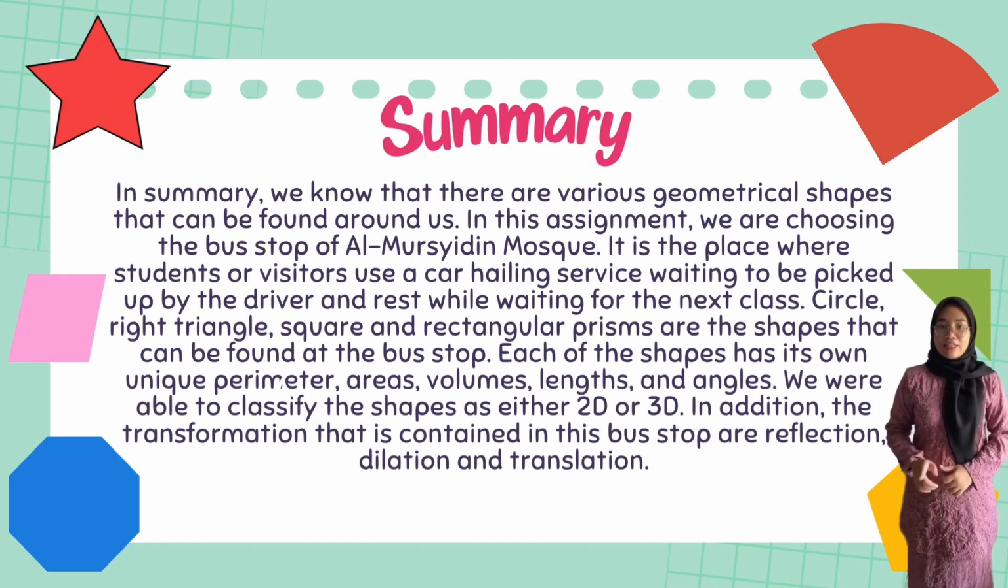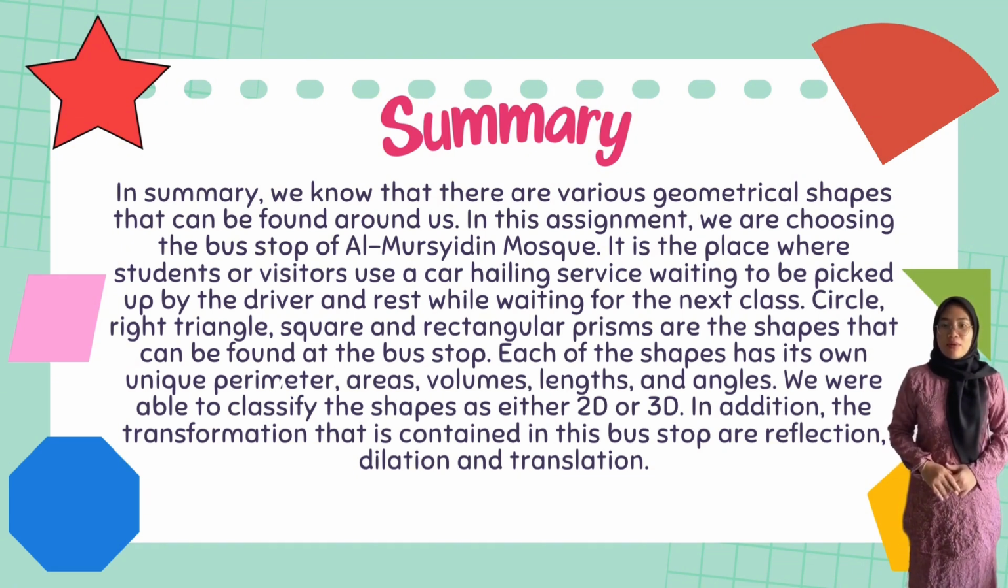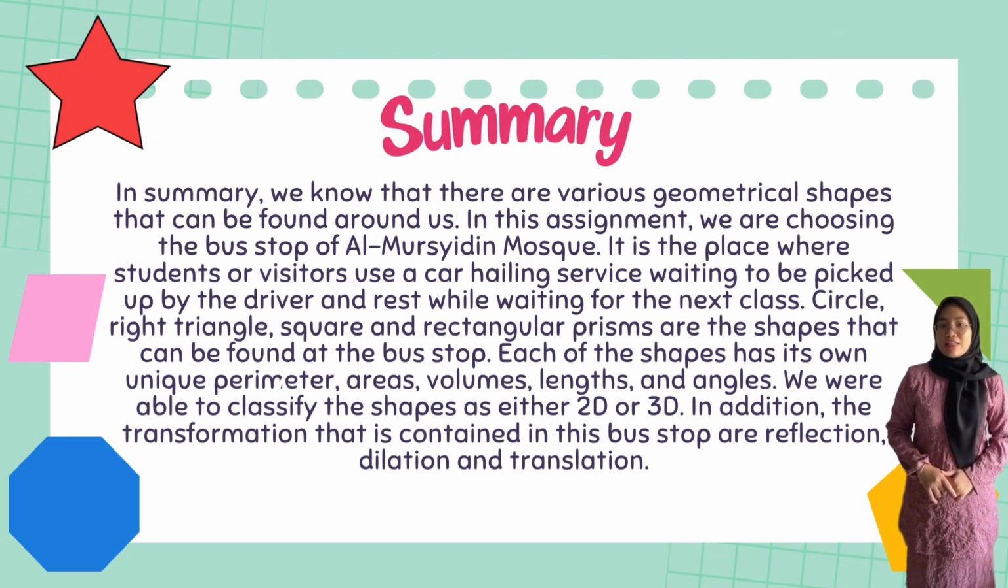Circle, right angle, square and rectangular prism are the shapes that can be found at the bus stop. Each of the shapes has its own unique perimeter, area, volume, lengths, and angles. We were able to classify the shapes as either 2-dimensional or 3-dimensional. In addition, the transformations contained in this bus stop are reflection, dilation, and translation.